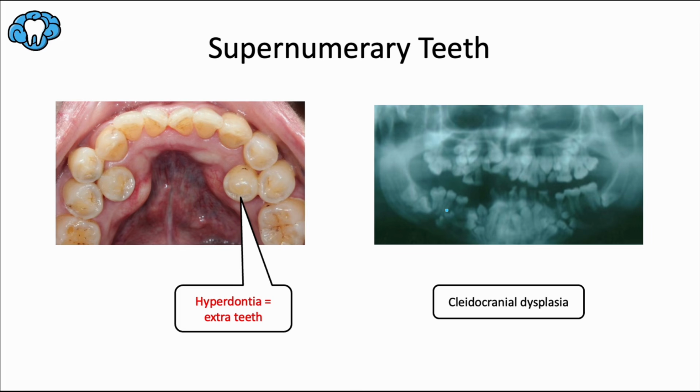Supernumerary teeth may cause some issues by blocking the normal eruption of permanent teeth, and sometimes it's necessary to take these out to prevent impaction of the normal permanent teeth. Just like multiple missing teeth is associated with ectodermal dysplasia, multiple extra teeth is associated with a condition called cleidocranial dysplasia.